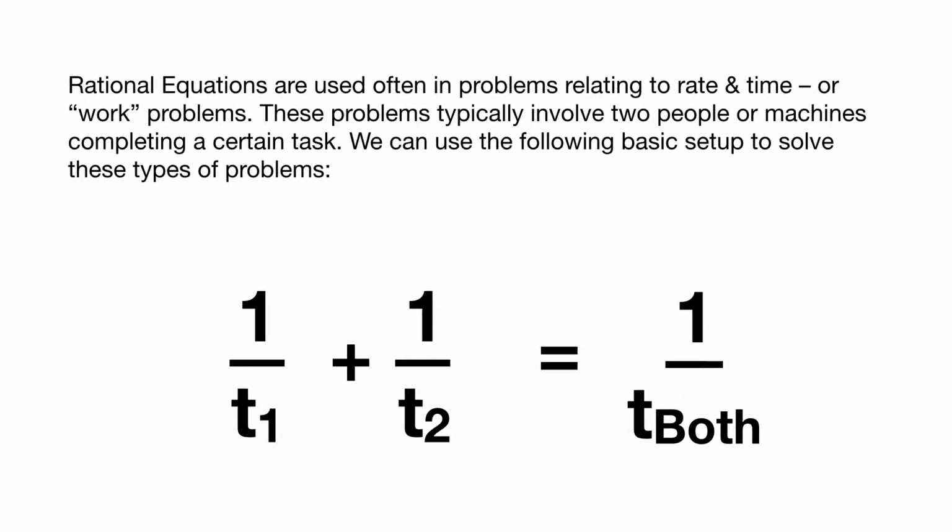So rational equations are used often in problems related to rate and time, or what we call work problems. These problems typically involve two or more machines completing a certain task. We can use the following basic setup to solve these types of problems. So 1 over the time for the first thing, plus 1 over the time for the second thing, is going to be equal to 1 over the time for both of them together. Now, here's an example problem.